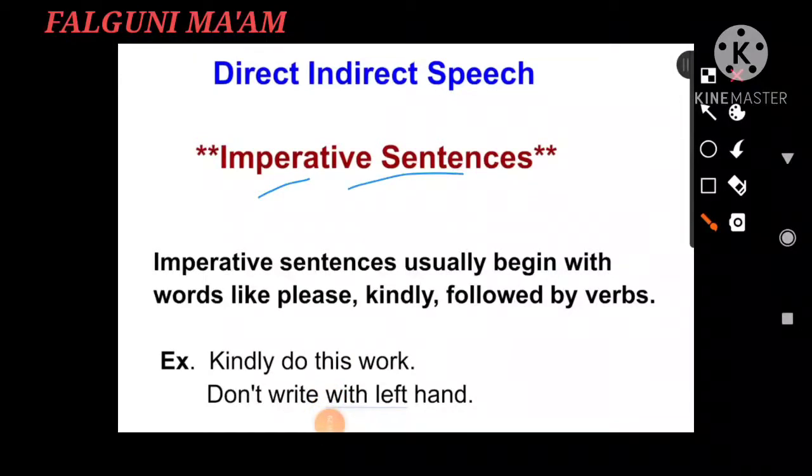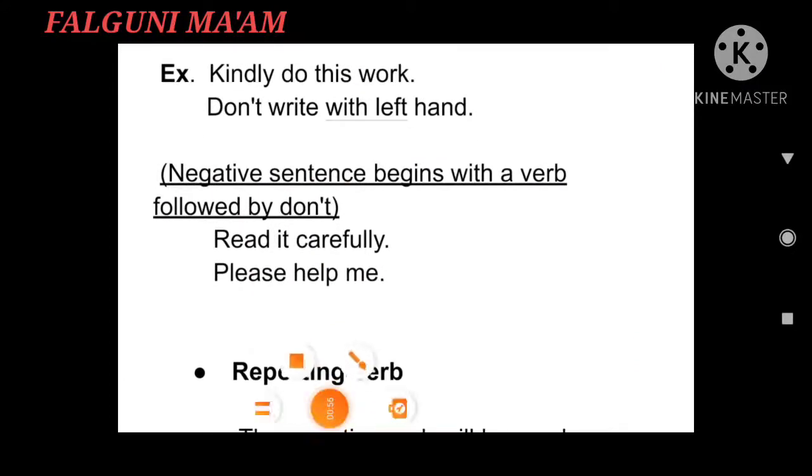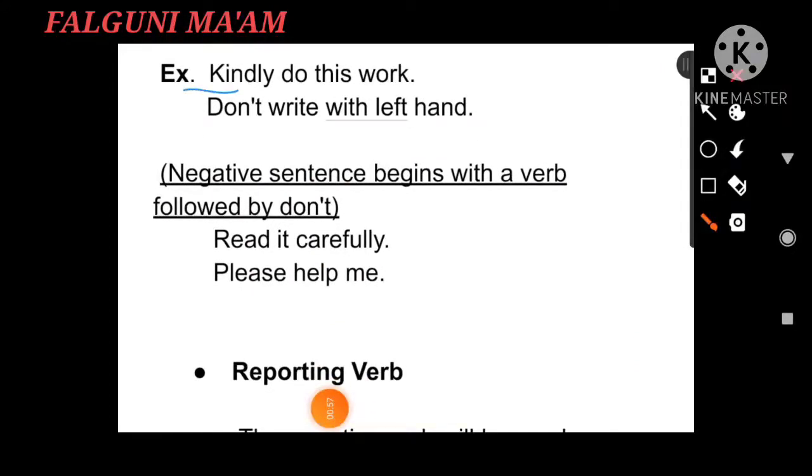Now, what is imperative sentence? Imperative sentences usually begin with words like please, kindly, followed by verbs. Whenever you have words like please or kindly, or sometimes it won't, but you always have a verb in an imperative sentence. In short, we can say that your imperative sentence starts with a verb. For example, we have "Kindly do this work." So after kindly, we can see that here the do is a verb.